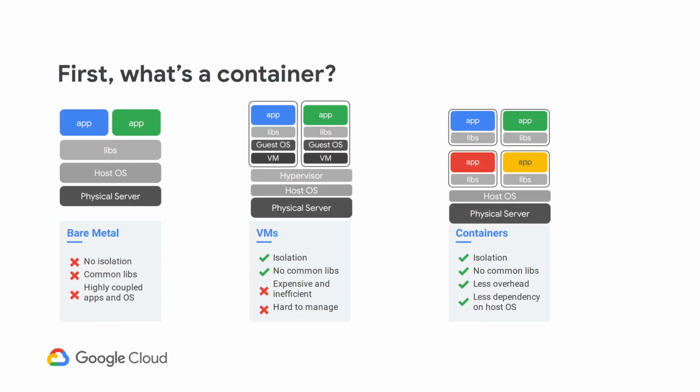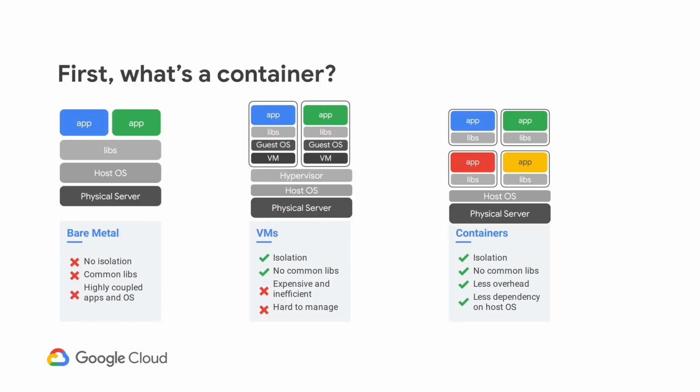So in front of you, you see three models. The first one being bare metal, which is probably the oldest way to deploy a web application. Bare metal obviously consists of a physical server, a host OS, and then you deploy your applications on top of it. Clearly, this has a lot of disadvantages, such as there's no isolation between your apps. They share libraries. They're highly coupled to the OS. So this definitely leads to a lot of problems.